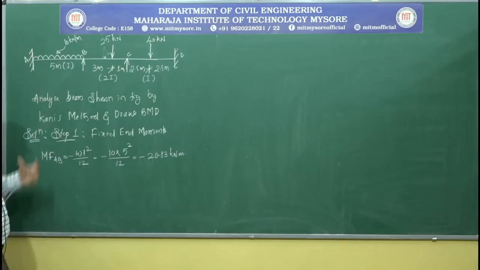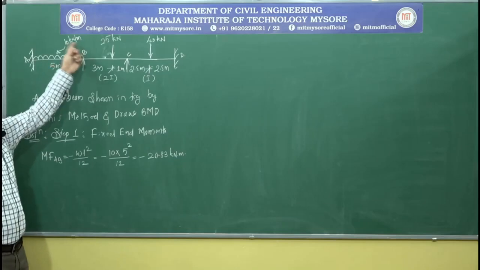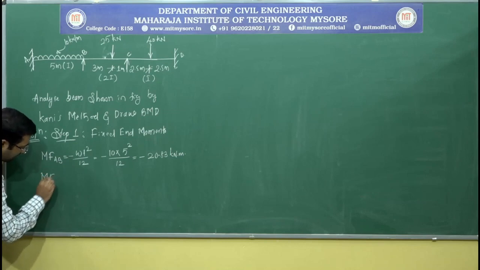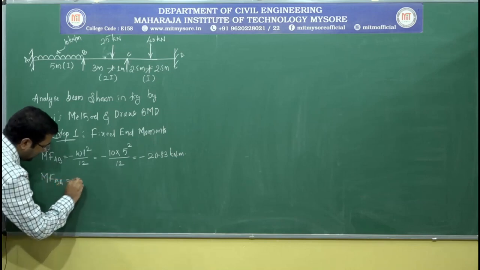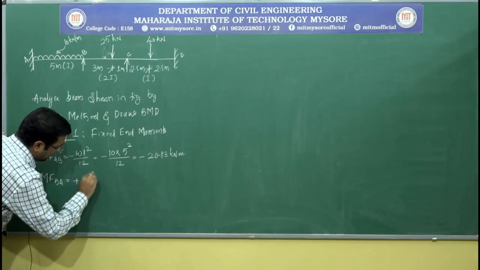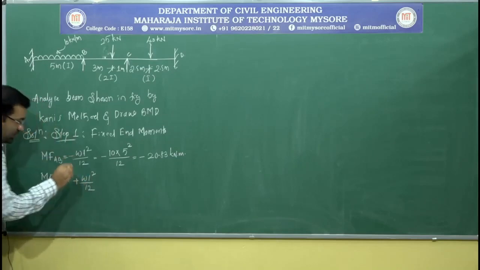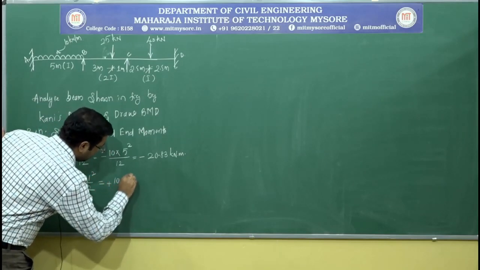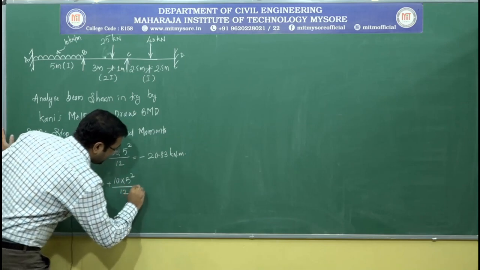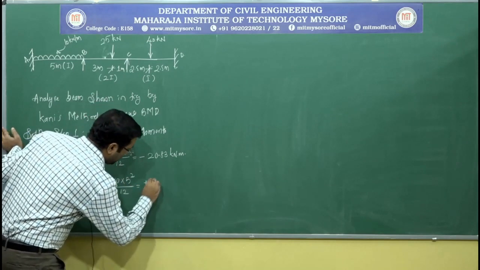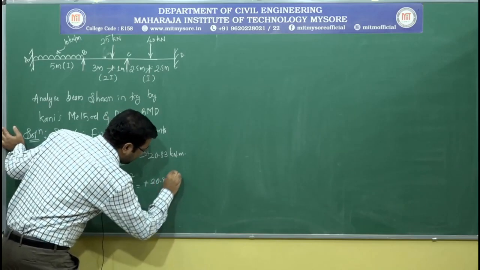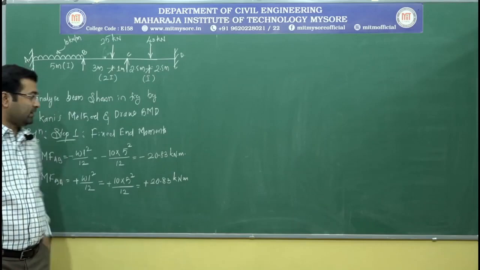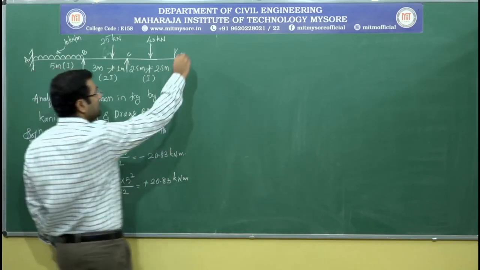So this is the fixed end moment for the span AB, that is at point A, that is MFAB. Now similarly I have to calculate one more fixed end moment at point B, that is MFBA. It is plus WL square by 12. Here only the sign changes, everything else will remain same. So you can expect the same answer, only the direction changes, that is plus 20.83 kilonewton meter is the fixed end moment at point B, that is MFBA.